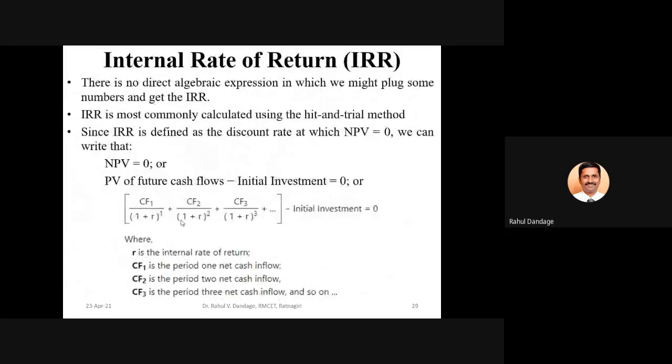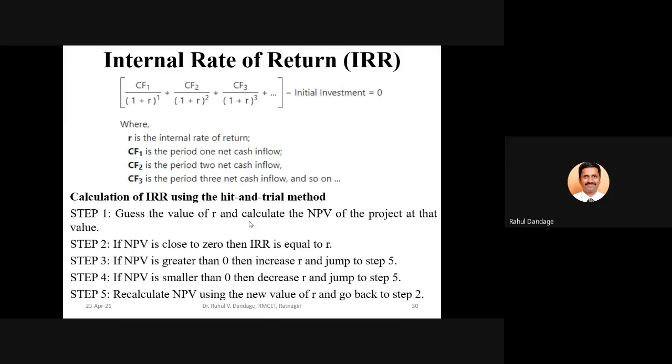So this is the formula. Now in this particular case, the cash flows CF1, CF2, CF3, CF4 will be known to us. The initial investment will be known to us. The periods 1, 2, 3, 4, 5, 6 are known to us. What is unknown is nothing but the R value. So the first method we are going to use is the hit and trial method, or trial and error method.